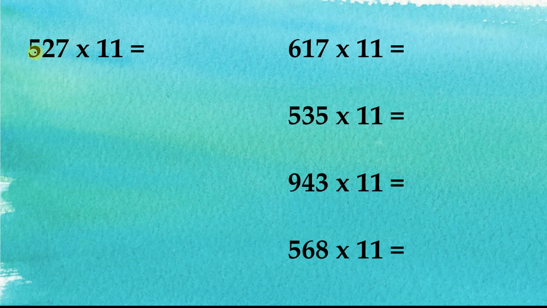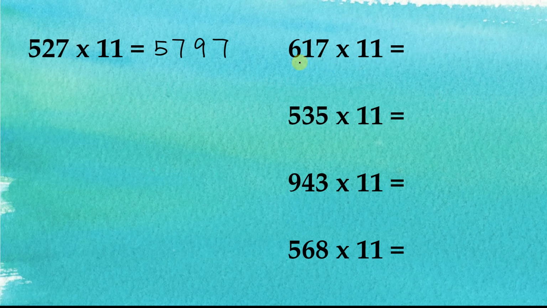For example, 527 multiplied by 11. Now the sum of the first two digits is less than 10, so the first digit we can straight away write 5, and then the second digit will be the sum of the first two digits, that is 7, and the third digit is equal to the sum of the last two digits, that is 9, and the last digit is 7. Okay, so the answer is 5797.